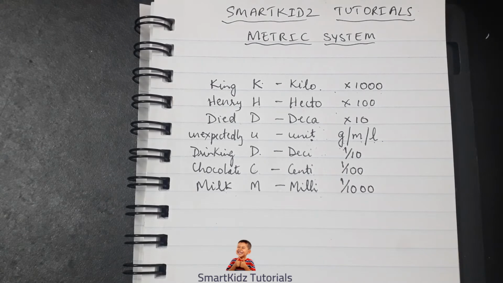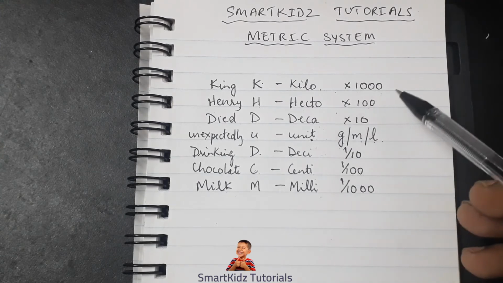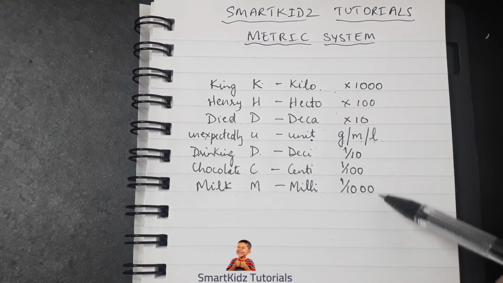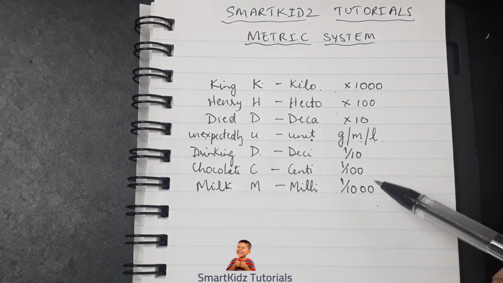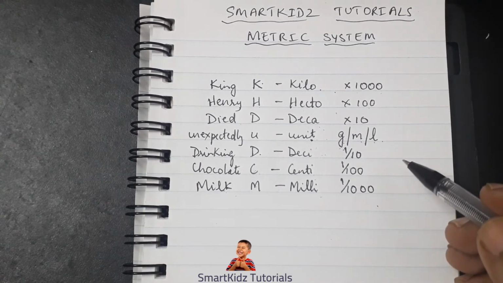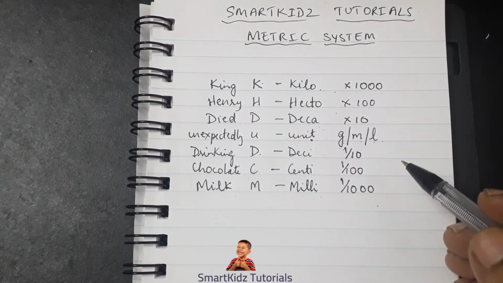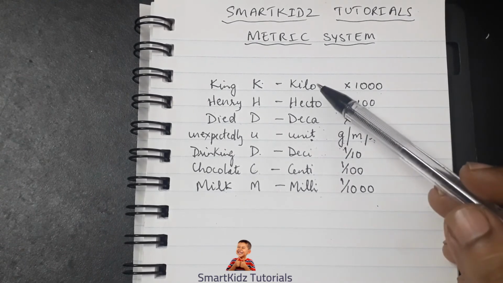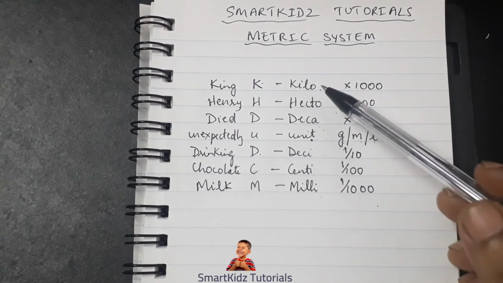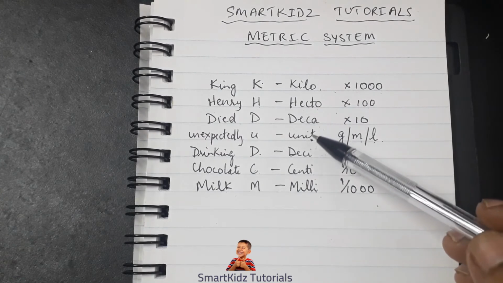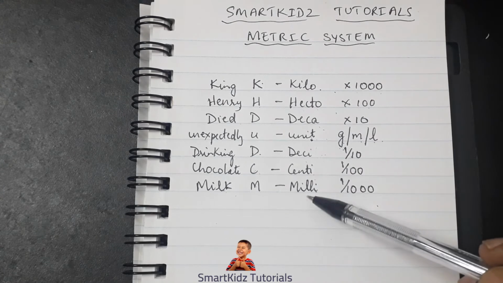So when you want to move from one standard unit to any of the additional units like this, depending on what you are asked, it would mean that you have to either multiply or divide. We'll be solving problems on this in the next video, but first we'll see a few things about kilo, hecto, deca, deci, centi, and milli.